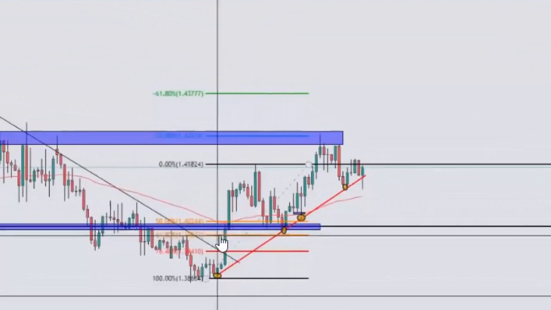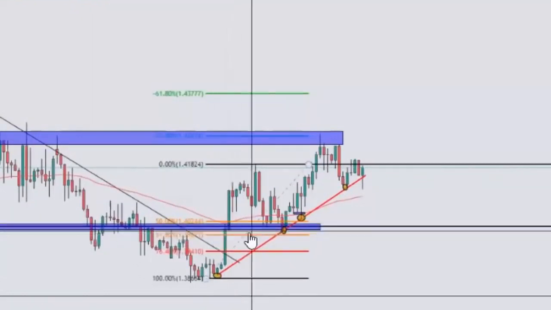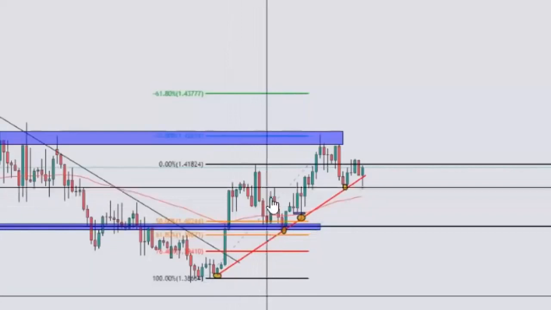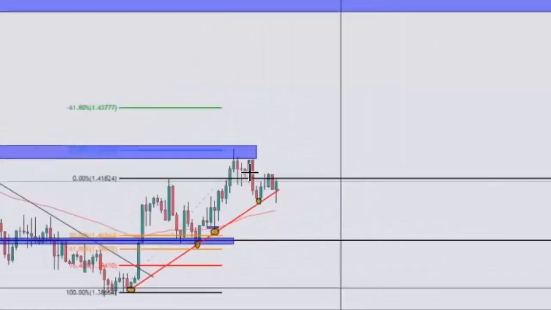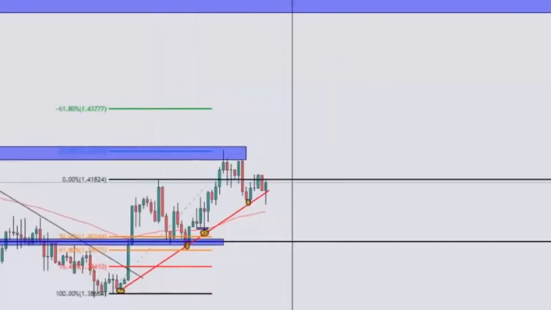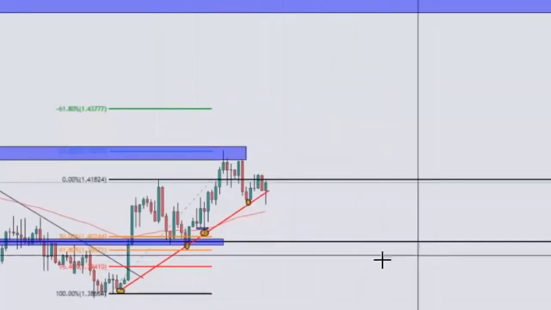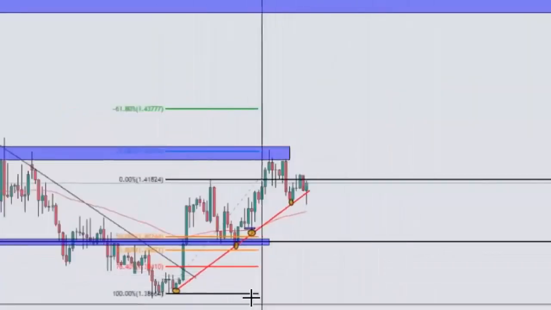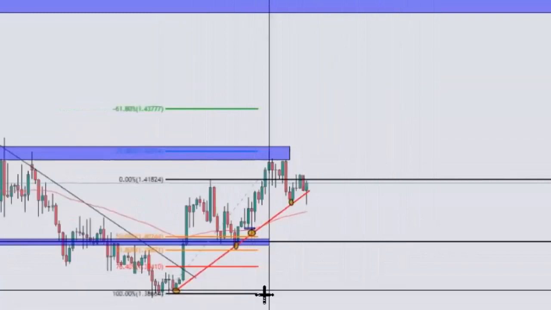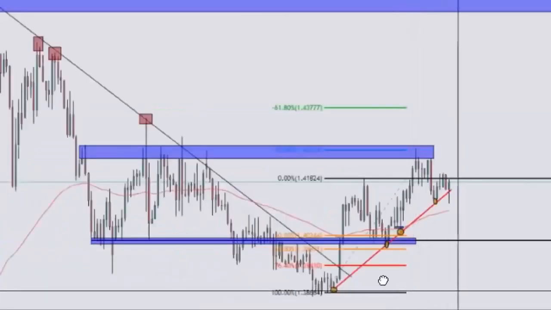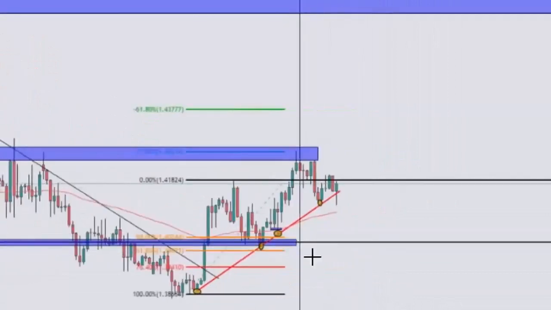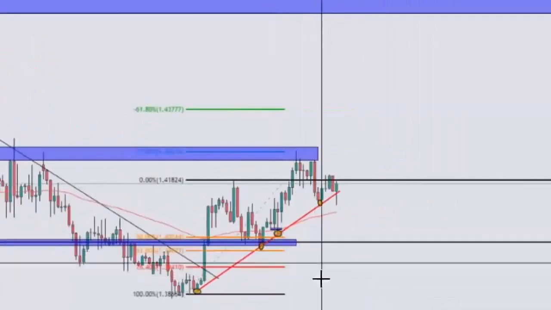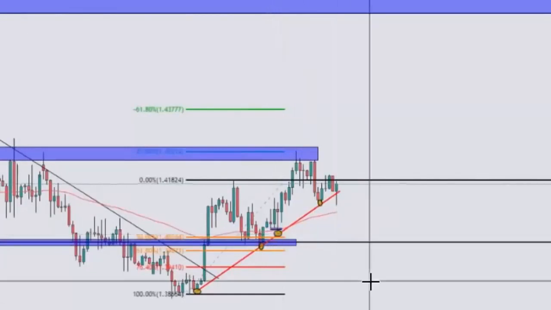I usually want to have my entries at the 61.8, but depending on if price is showing rejection on the 50, I will also enter. So you draw your fib from the lowest low, including the wick, to the highest high, or the most recent high. So I was definitely looking for buys at this area. I did take a buy just right here.